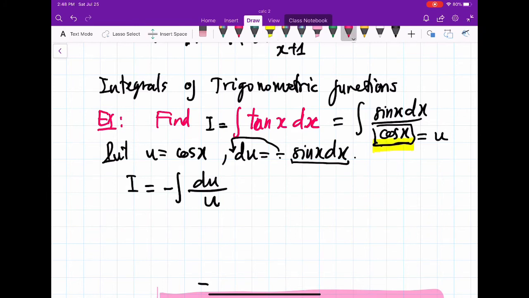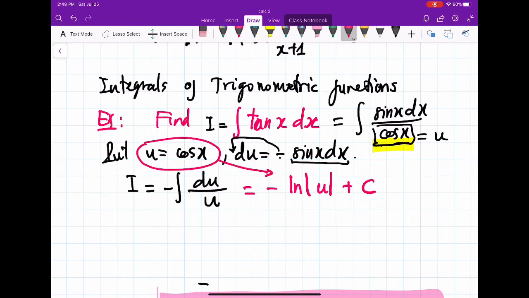So we know the formula already. That is negative ln of the absolute value of u, plus a constant. And then we plug the substitution into this formula. We get negative ln of the absolute value of cosine of x plus c. Okay, so you see, it's pretty easy, right?